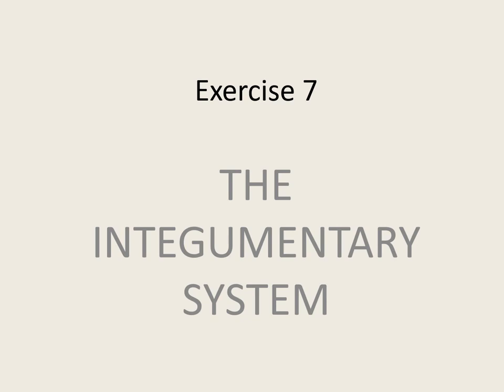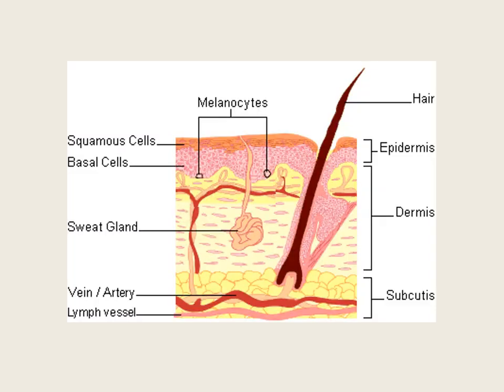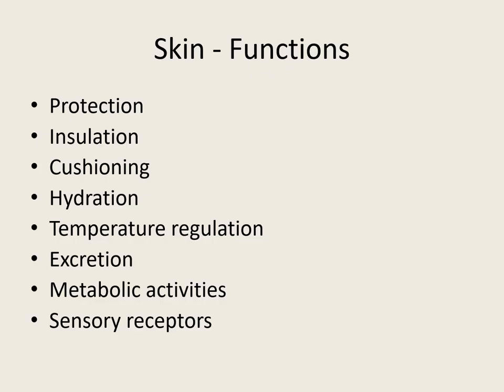Exercise 7 deals with the integumentary system. The integumentary system deals with the skin, so we are going to be looking at the different layers of it, the epidermis, the dermis, and depending on which book, the other layers known as the subcutaneous or the hypodermal layer. It includes accessory structures such as your hair, your nails, your sweat glands, your oil glands, and so we're going to be looking at all of these different features and components of it.